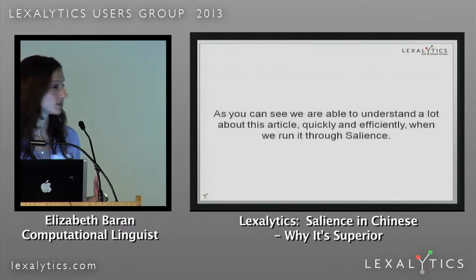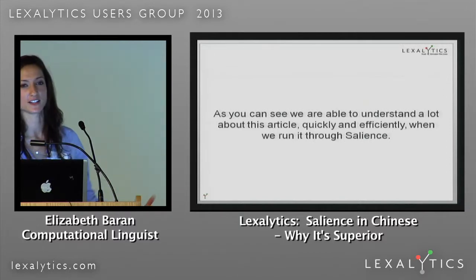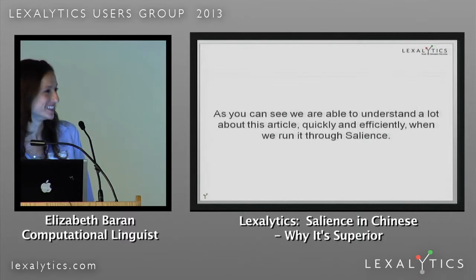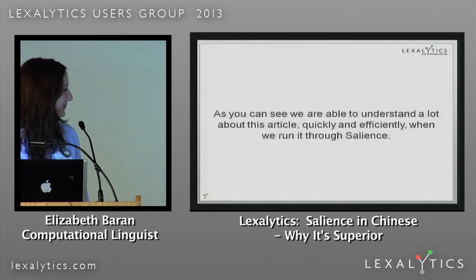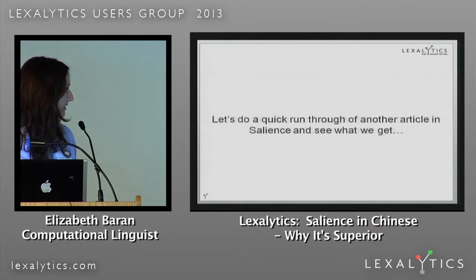I actually had another presentation that I didn't want to bore you with, but when I go to actually read something in Chinese, especially if it's a novel, I'll use Salience on it to get some of the main themes, what I'm going to be reading about, and some vocab. So let's just go through one more article quicker than the last. This is a tech article.